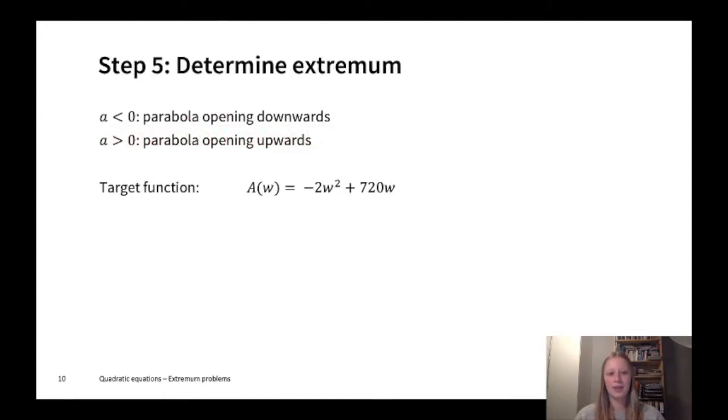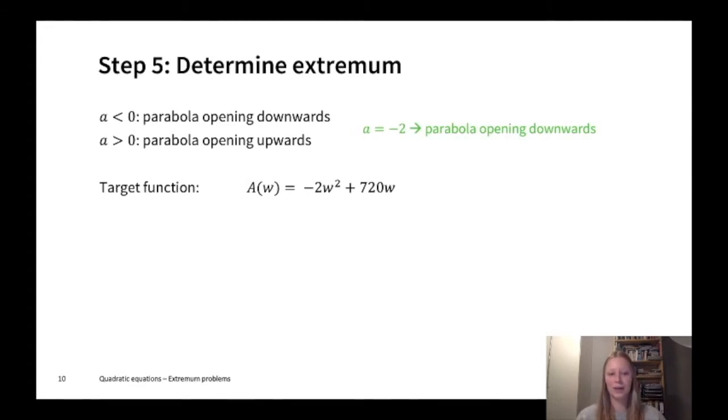Step 5 is to then determine the extremum. Our target function, which you can see here, is a quadratic function, and the graph of a quadratic function is a parabola. Now, there are two types of parabolas. We have a parabola opening downwards. This is the case when a is smaller than 0. And we have a parabola opening upwards. This is the case when a is larger than 0. So in this case, a equals negative 2, so smaller than 0, so that means that we're dealing with a parabola opening downwards. So the extremum that we're looking for is a maximum.